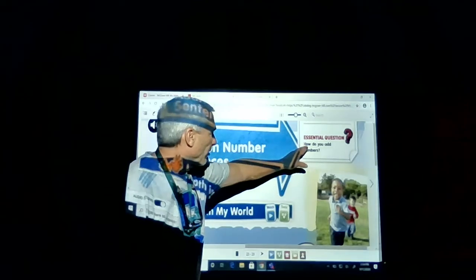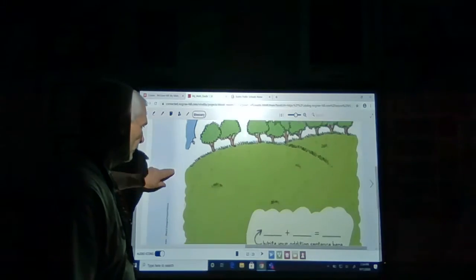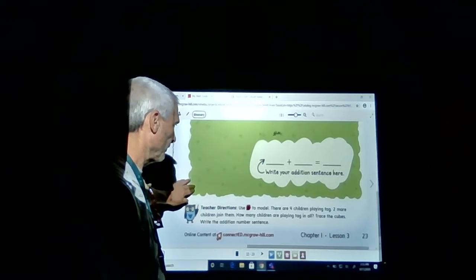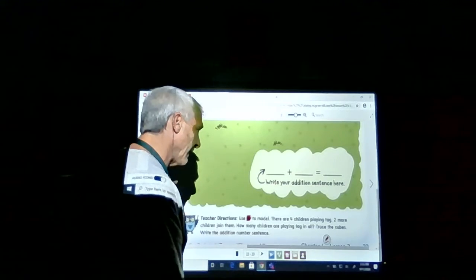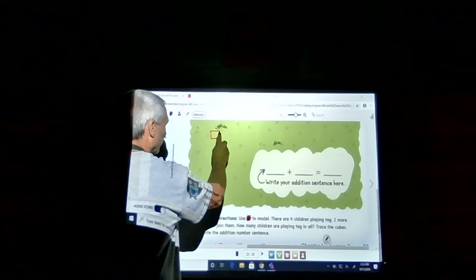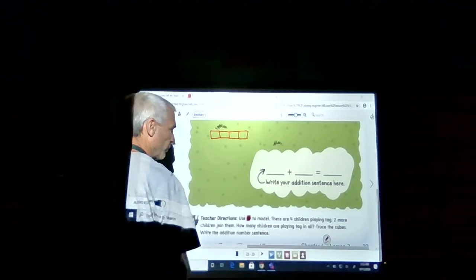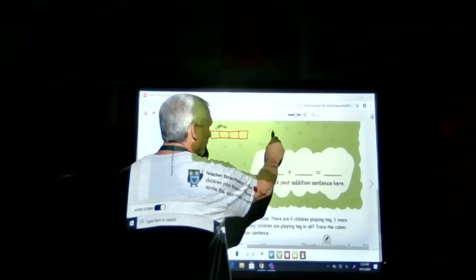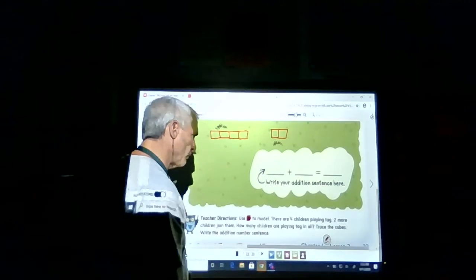So our question, how do you add numbers? Well, let's take a look at a little story problem here. Here's what it says. Now I will draw cubes. There are 4 children playing tag. So I'm going to draw those cubes like this. Put 1 and 1 more and 1 more. And 1 more. So that's the 4 children playing tag. 2 more children join them. So I'll make another one, 1 and 2 more children using cubes.